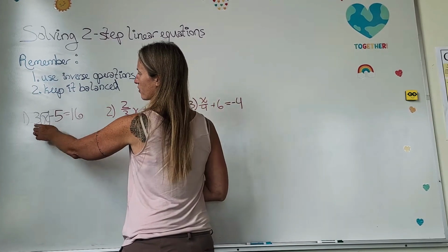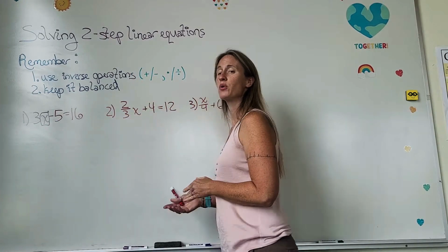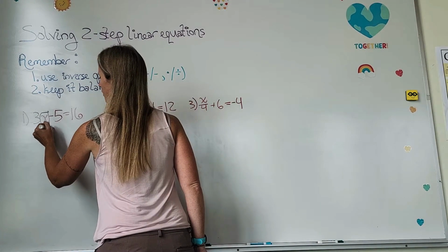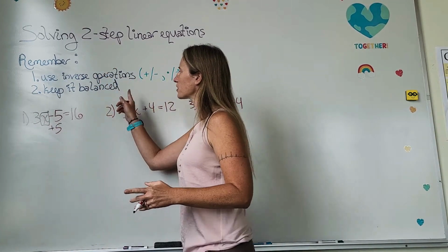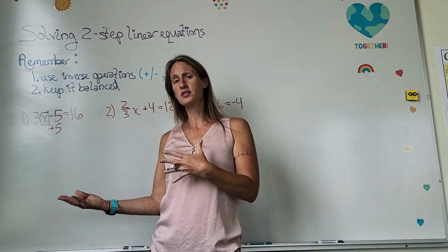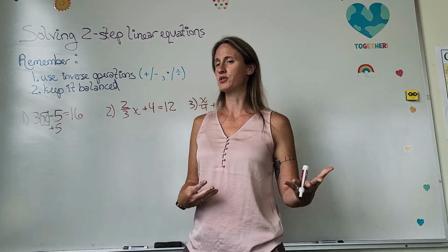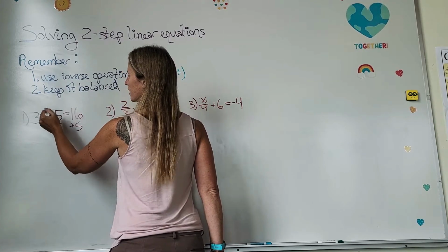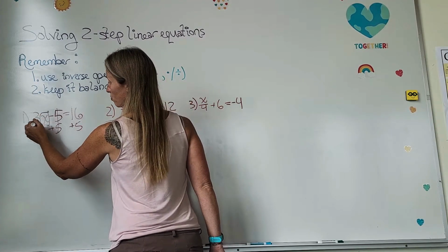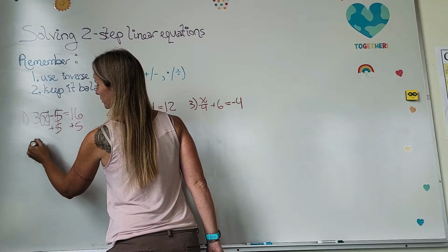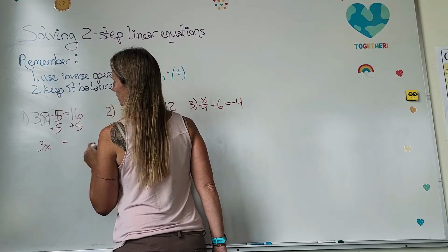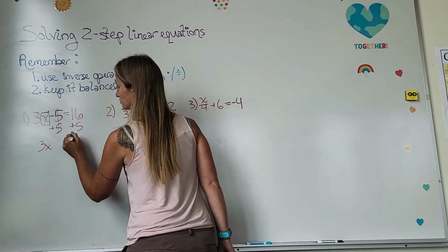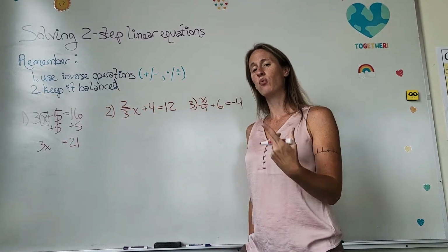So we have minus 5, so we want to do the opposite of subtracting 5, which is going to be add 5. Now remember, the second rule, whatever we do to one side, we have to do to the other side. So if I add 5 here, I add 5 here, this cancels, so bring this 3x down, and then 16 plus 5 is 21. So now we just have one step left.